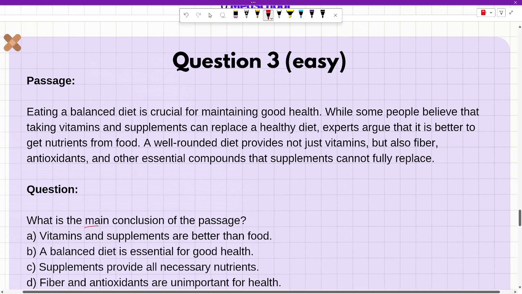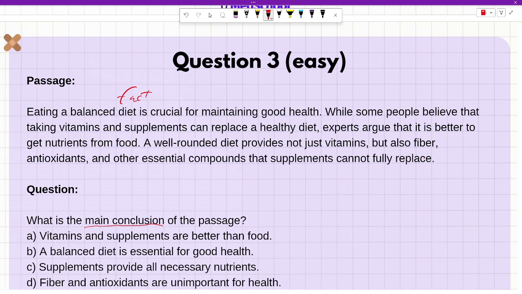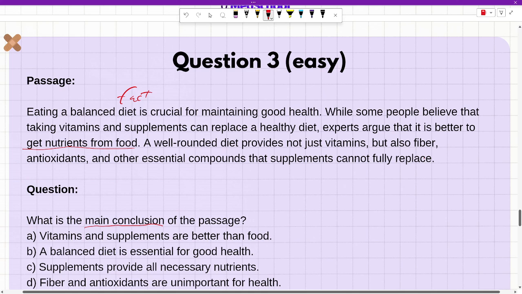So we know it's a main conclusion again, right? Again, let's read the question, look for keywords. Eating a balanced diet is crucial for maintaining good health. Again, fact. Or he's trying to establish something. While some people believe that taking vitamins and supplements can replace a healthy diet, experts argue that it is better to get nutrients from food. This is the counter argument. This is the argument. This is the counter argument.